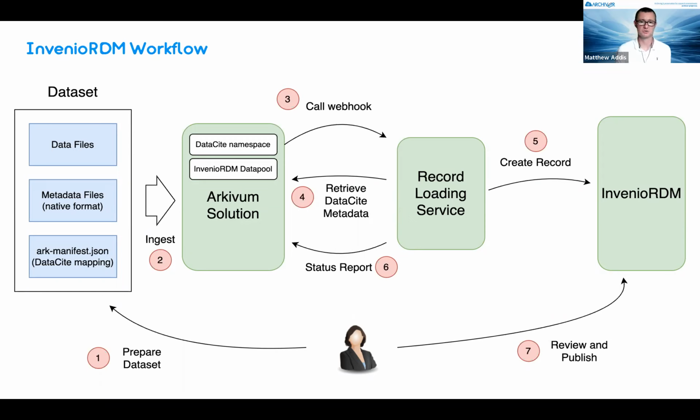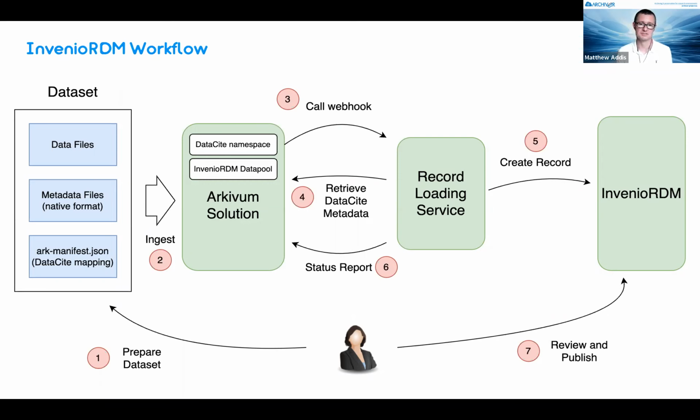So the ARKIVUM solution calls this record loading service that retrieves the DataSite metadata from our solution, creates a record in Invenio RDM for that data set, so a landing page, and then when it's complete, it makes a little status report back to the ARKIVUM solution so it knows that that landing page has been created. And then a user could go in and review that Invenio RDM record, choose to publish it, which could in turn mint DOIs and so on.